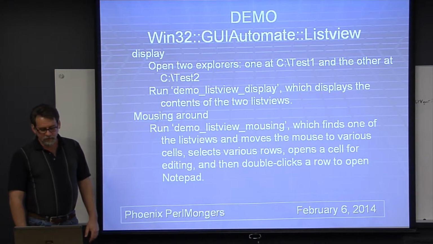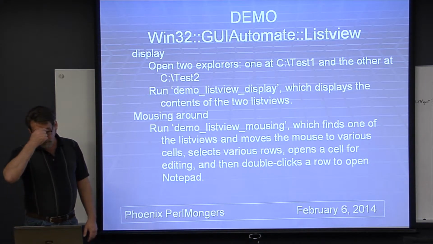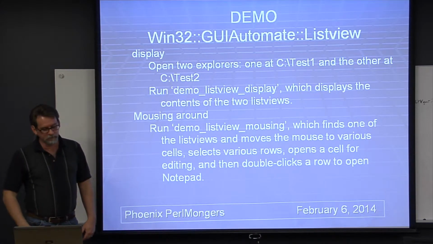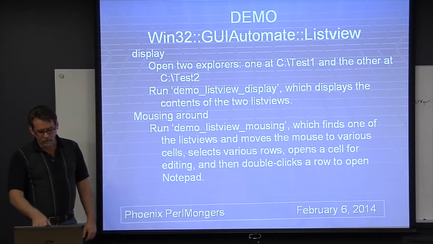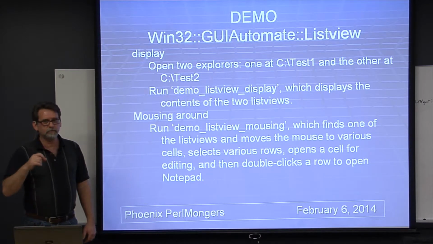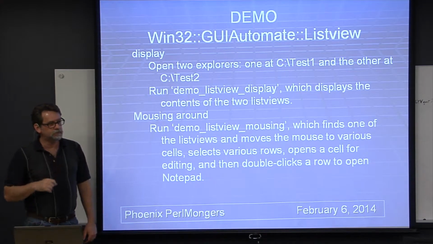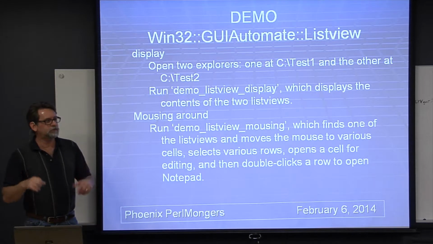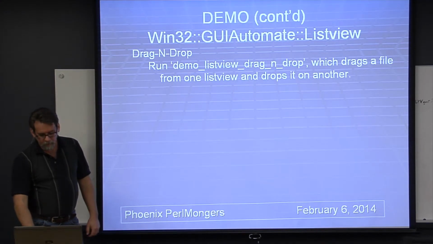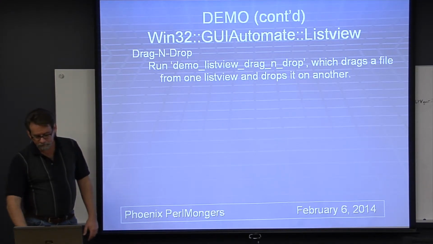So this demo will have two Explorers open, which I already have, and I'm going to run this demo, which will display the contents of those two list views. And then we'll have another one for mousing around. It will click on various places on the list view using various of the addressing modes. And there's a drag and drop demo too. And that will be the end of this.